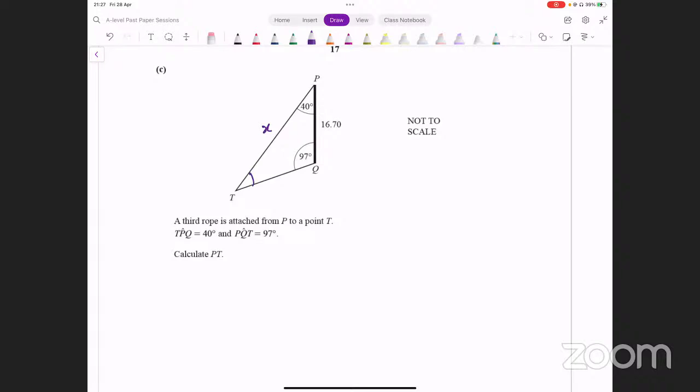So 97 plus 40 is 137. Subtract that from 180, that gives you 43 degrees here. Okay, subtracting the other two angles from 180, you get the remaining angle, 43 degrees.